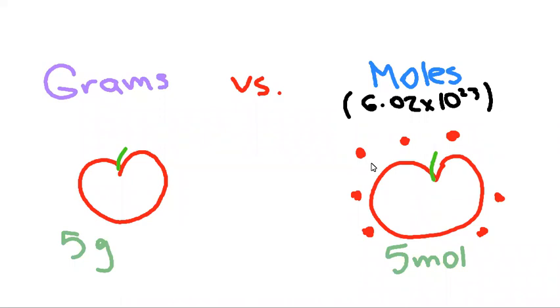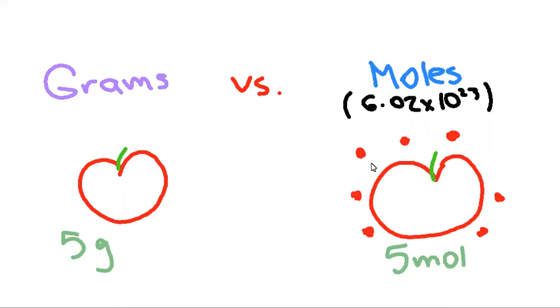The number in the parentheses is Avogadro's number. Again, it's 6.02 times 10 to the 23rd power. So it is a very, very large number. And to think about how large that is, think about moving the decimal to the right 23 times. So it is a very, very large number.